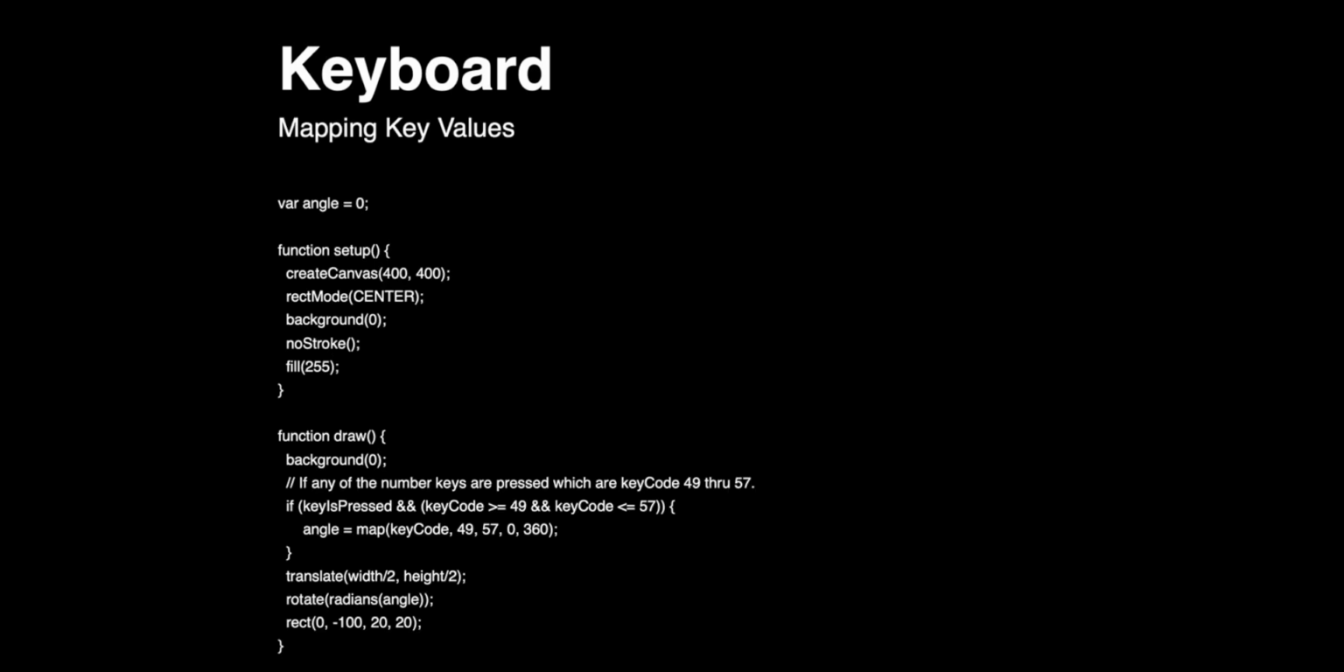So the next thing we're going to play around with is taking the keyCode values and mapping those values to something else. In this case, we're going to map the value of the number keys, which from 1 to 9 go between 49 and 57 for their key code values. We're going to take those values and remap them to go around a full 360 degrees and apply that angle to a rectangle that we're going to rotate in a circular format.